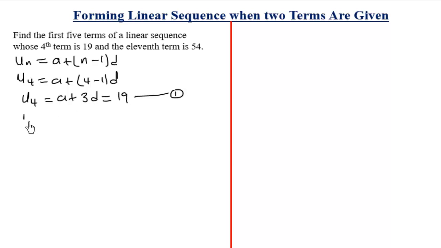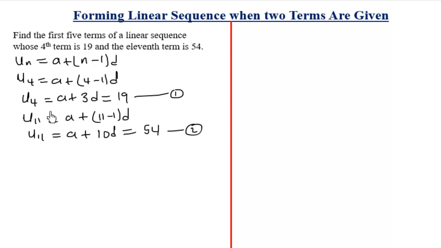Now let's go for the 11th term. The 11th term is a plus (11 minus 1) d. That is a plus, now 11 minus 1 gives us 10 times d, that gives us 10d. The 11th term is also given as 54 in the question. So this is 54, and this gives us the second equation. So we are going to solve these two equations simultaneously to find the values of a and d, that is the first term and the common difference.